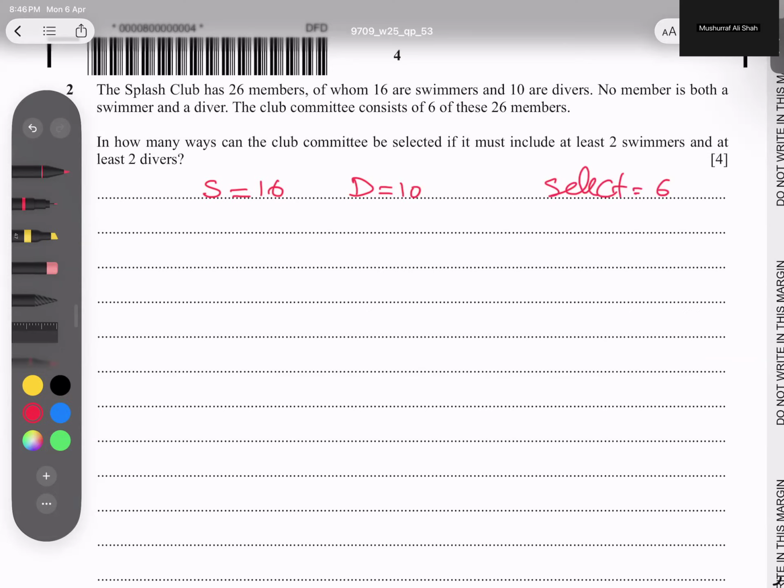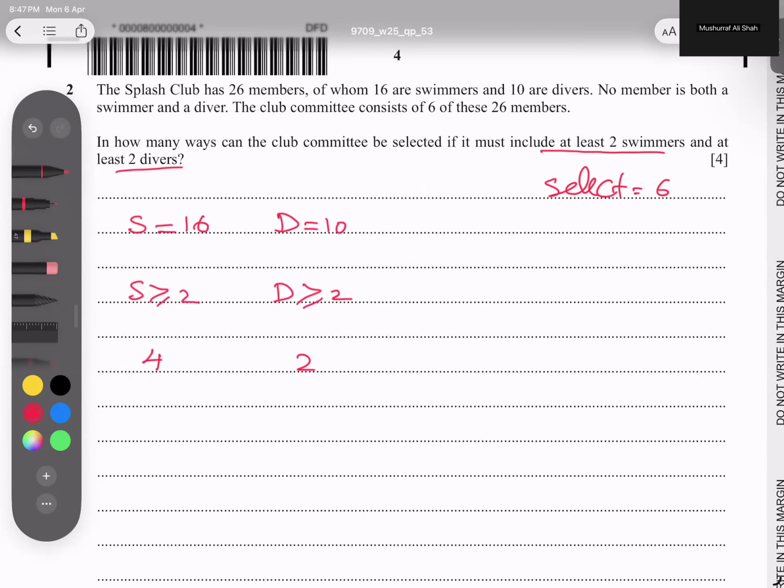And what does he say further? At least 2 swimmers and at least 2 divers. So it means swimmers must be two or more, and divers must be two or more. And make sure the addition of both must be six. So I cannot start with 6-0, no, because he said at least two. Even I cannot start with 5-1 because again it's not matching. So I have to start from four here and two here. So four plus two will give us six.